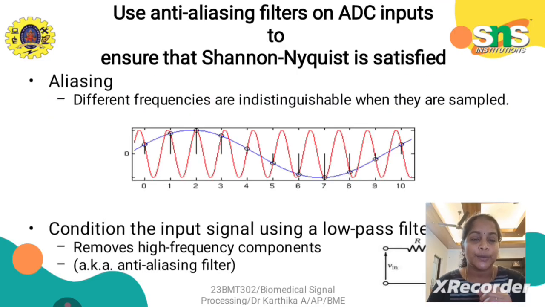See, with the help of anti-aliasing filters and ADC inputs we ensure that Shannon-Nyquist is satisfied, because we need perfect samples without the aliasing effect. If the sampling rate is too low, we cannot reconstruct a particular signal at the output side. The aliasing effect makes different frequencies indistinguishable when they are sampled. With anti-aliasing filters, we can easily remove the high frequency components. For example, we use an anti-aliasing filter to filter out the excess high frequency components in a frequency band.